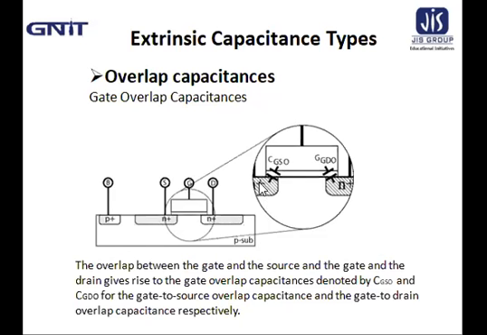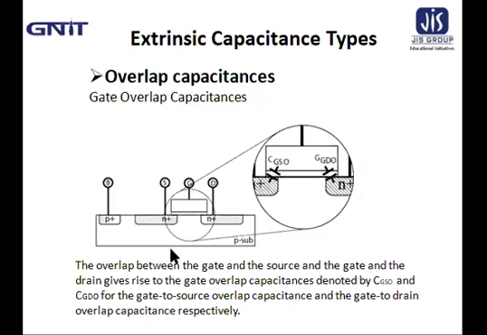The overlap between the gate and the source, and the gate and the drain, gives rise to the gate overlap capacitances, denoted by CGSO and CGDO. CGSO is the gate-to-source overlap capacitance, where O stands for overlap, and CGDO is the gate-to-drain overlap capacitance.